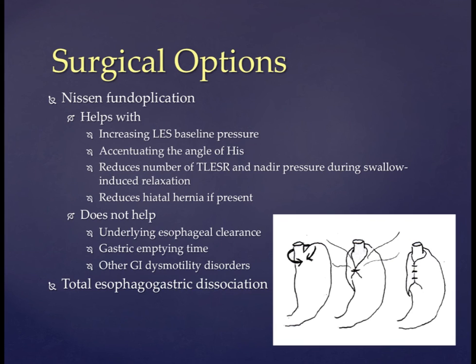If that doesn't work, a total esophagogastric dissociation is another extreme option, and it's exactly what it sounds like. You disconnect the esophagus from the stomach, and then the patient is G-tube dependent and can't take anything by mouth. So that's obviously a very last line option in some of our more severely disabled or severe GERD patients.